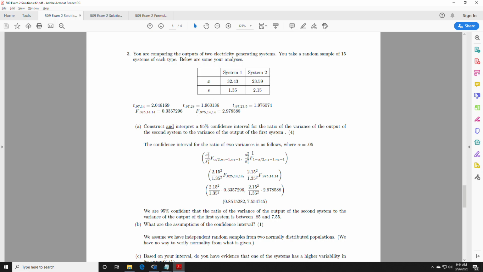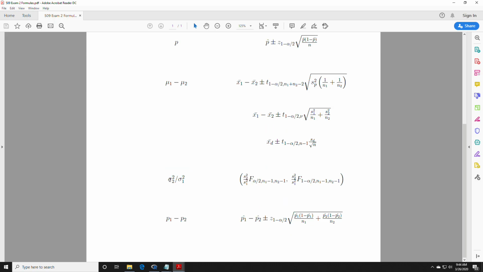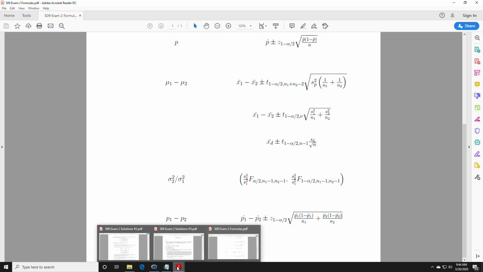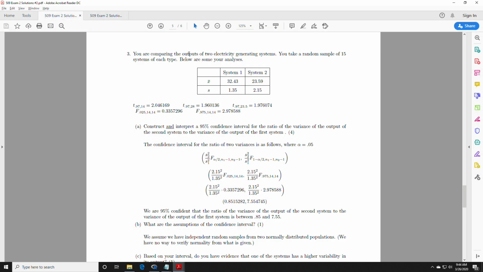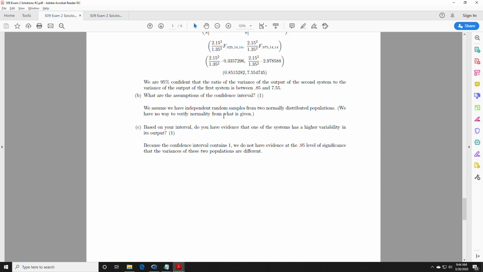Okay, yeah, so ratio of variances, this is not one of the confidence intervals that we have to do. Comparing two variances, recall I did not cover this. You do not have to know these for the exam. Okay, so I'm just going to skip this problem.